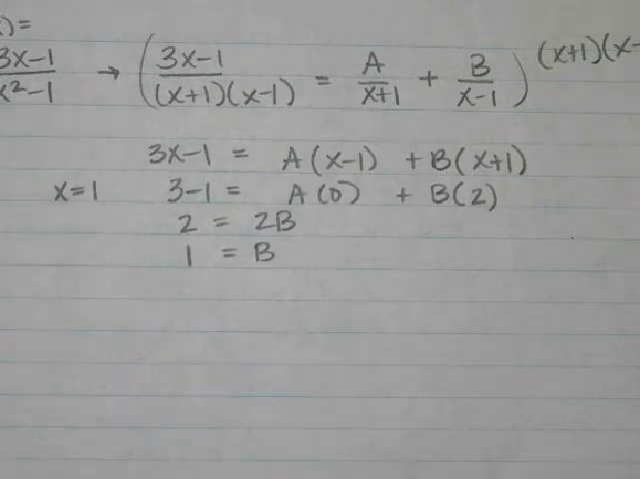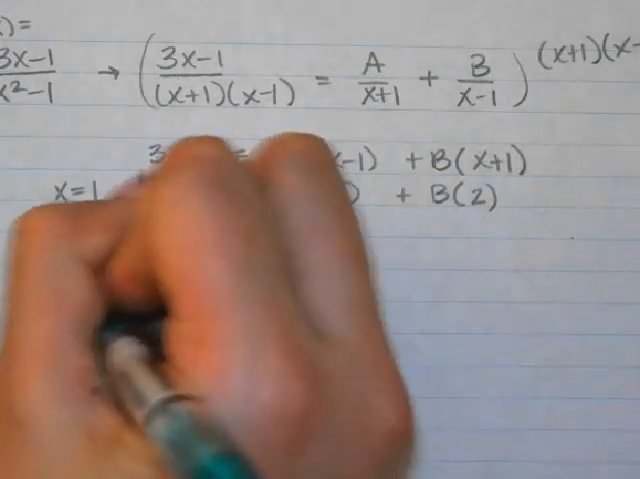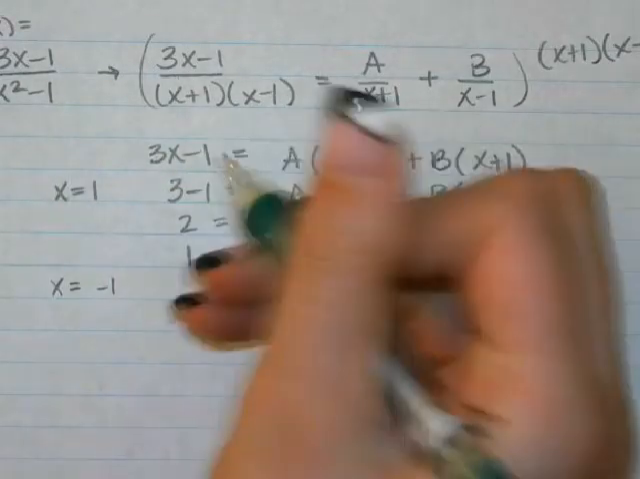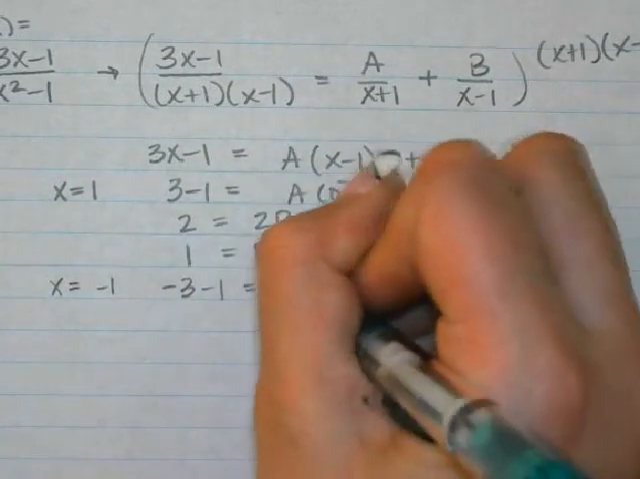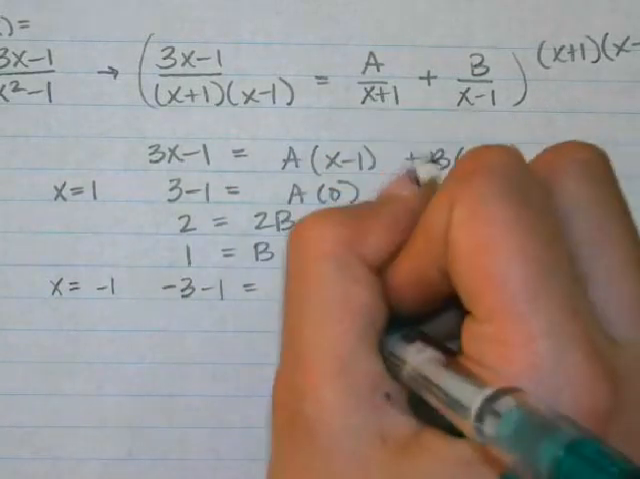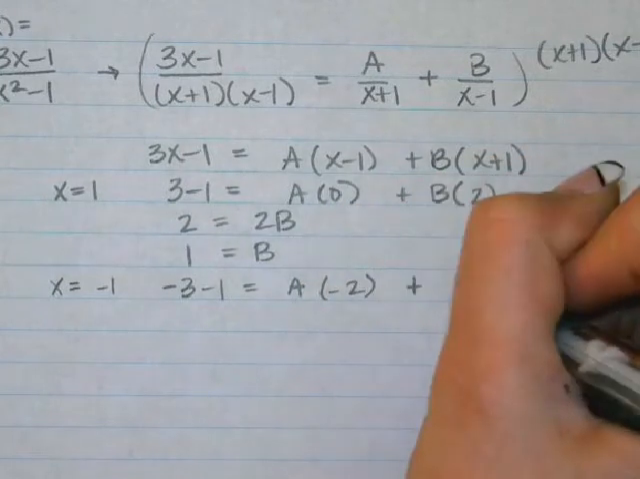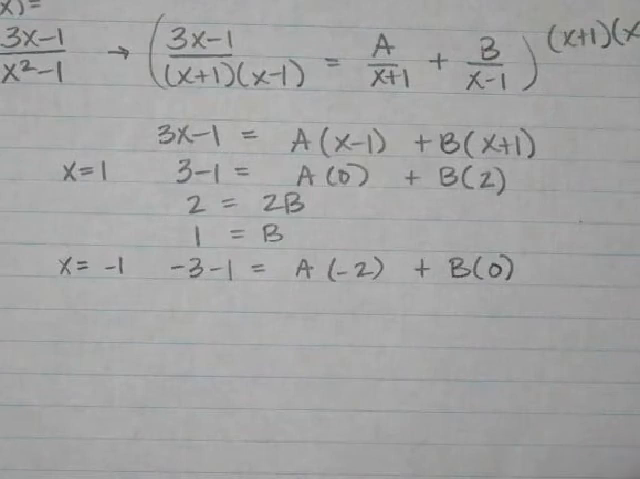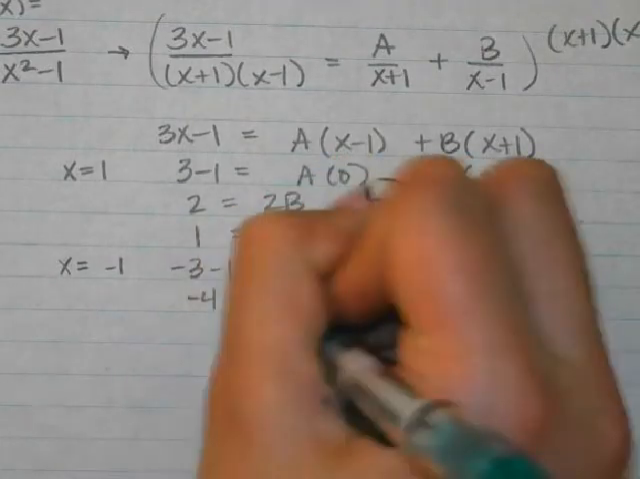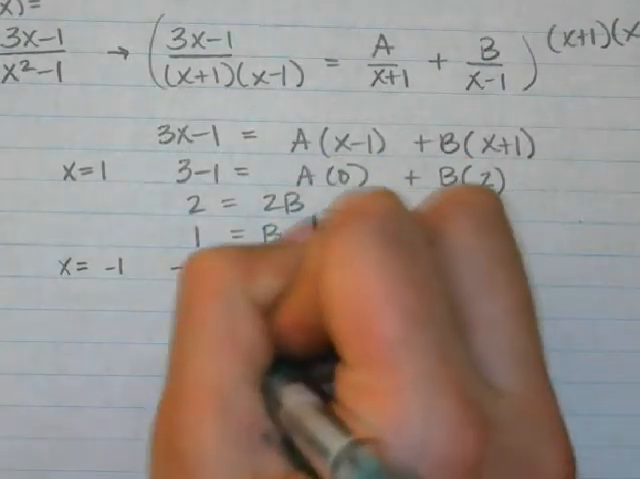Okay. And then what should I plug in next? So 3 times negative 1 is negative 3. A times negative 2. B times 0. A equals 2.